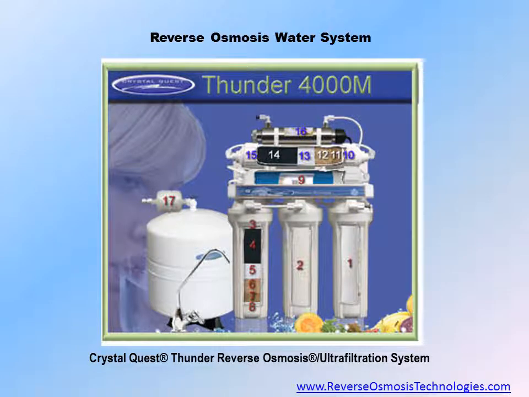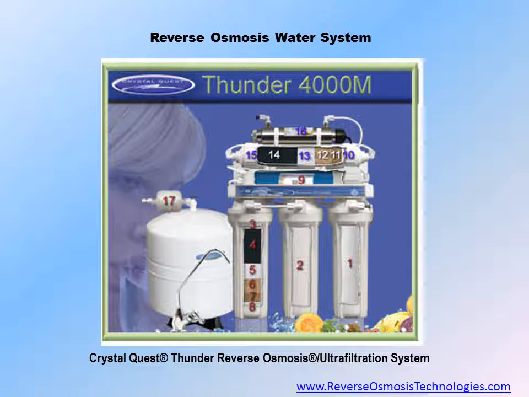Here's how the Crystal Quest 17-stage reverse osmosis system works. The first 8 stages, stages 1 through 8, contain sediment filters, a solid carbon cartridge, a granulated activated carbon cartridge, an ion exchange resin, an oxidation reduction medium, and an ultrafiltration semi-permeable membrane. These stages remove large quantities of most known contaminants from the incoming water before it comes in contact with the reverse osmosis semi-permeable membrane in stage 9.